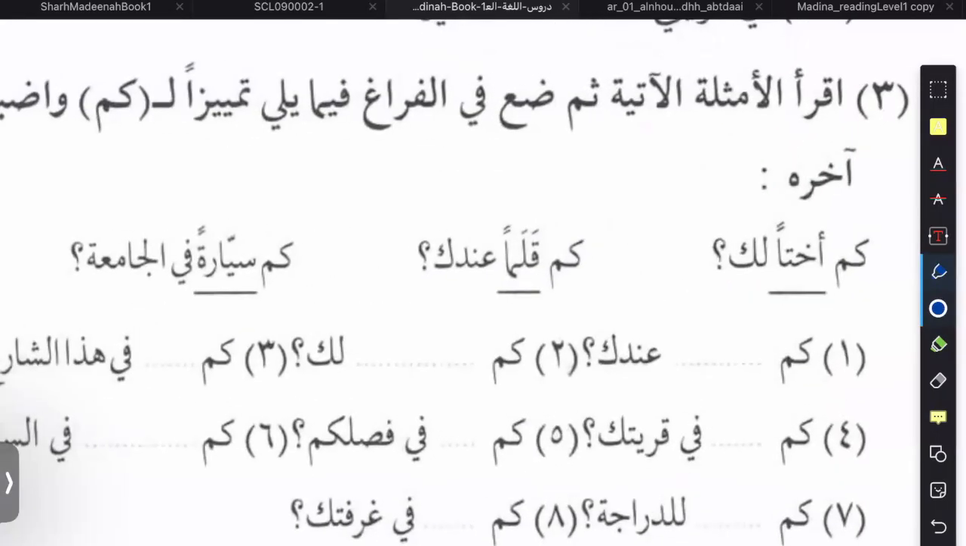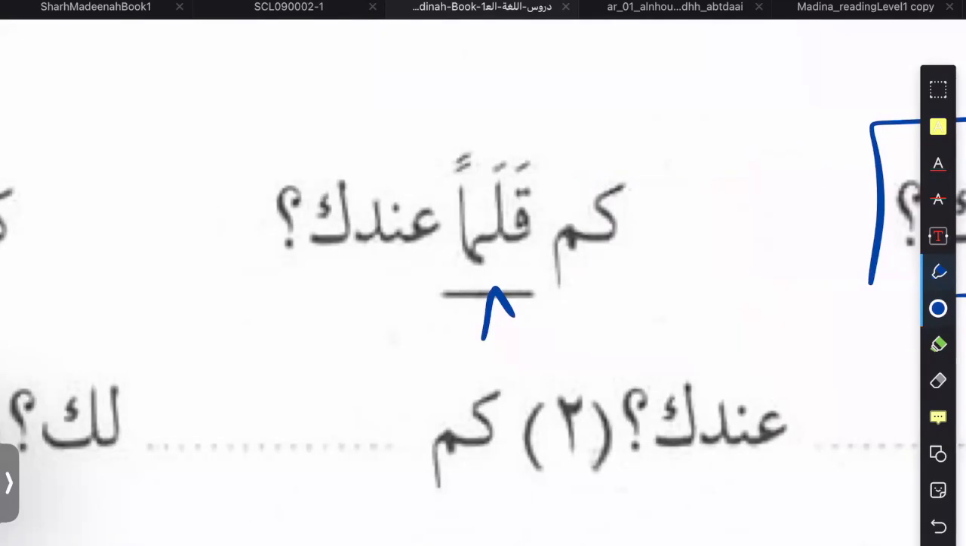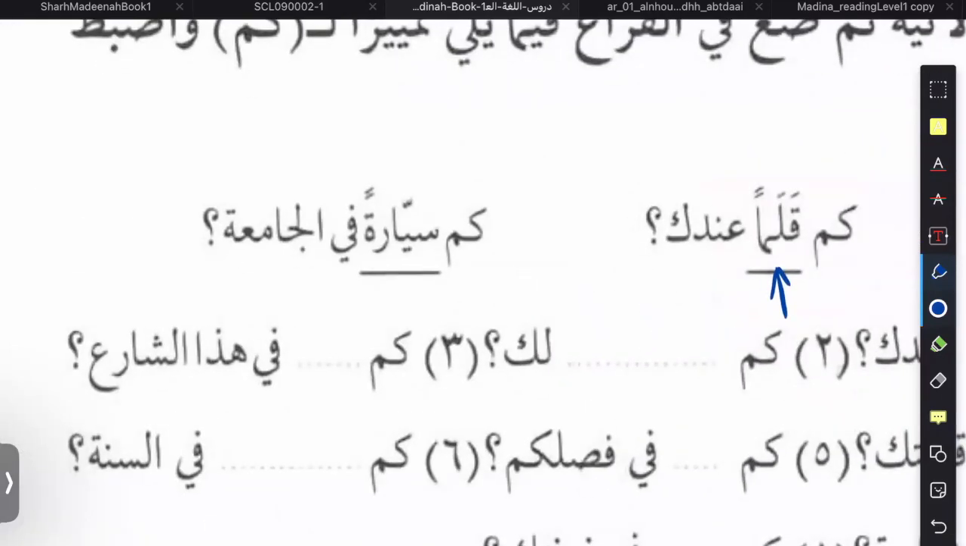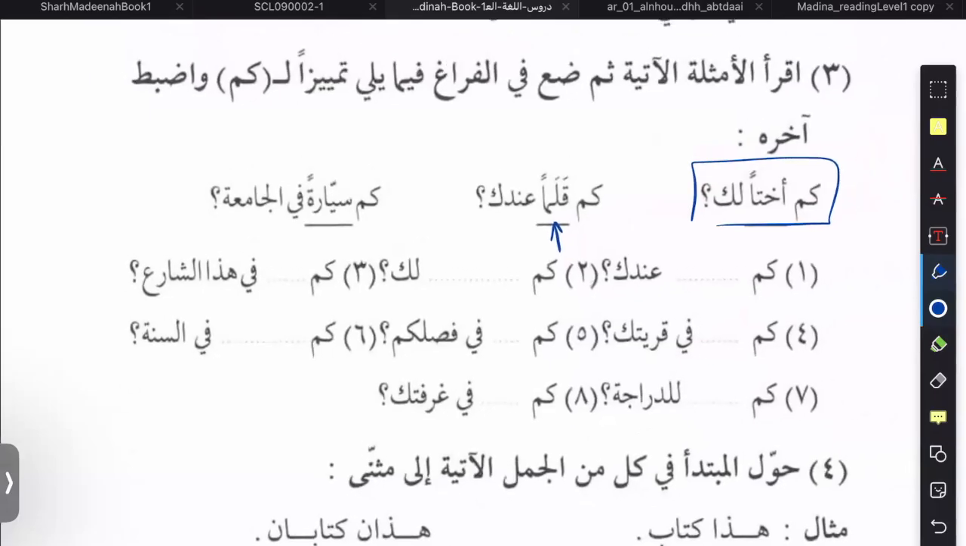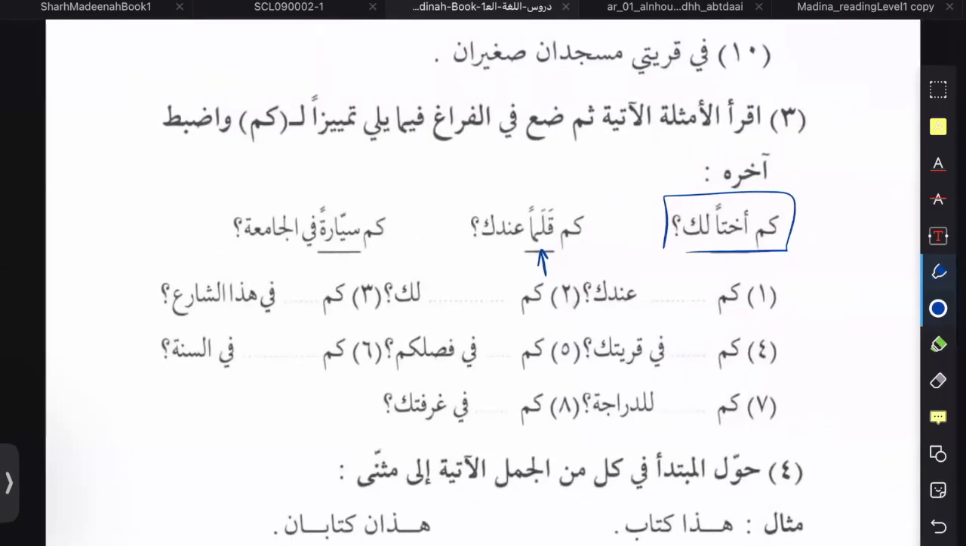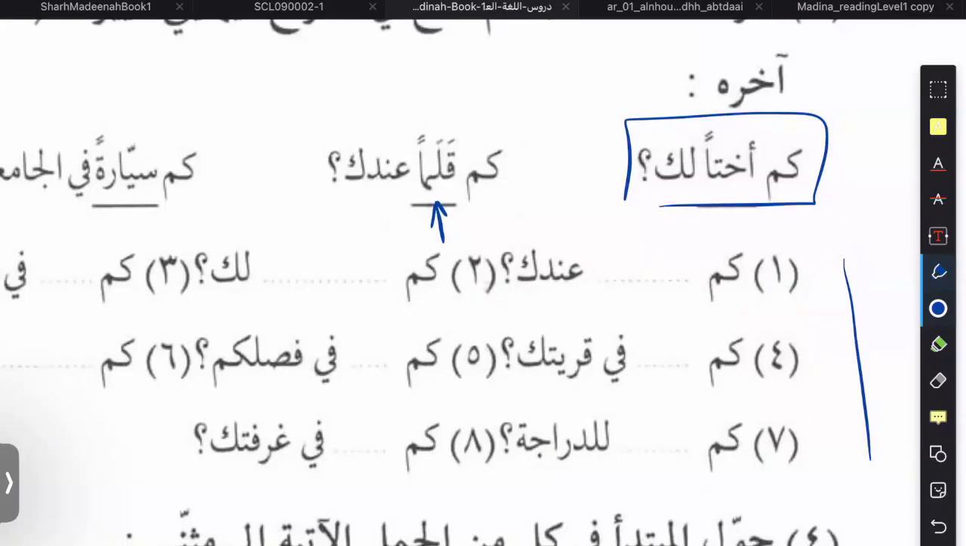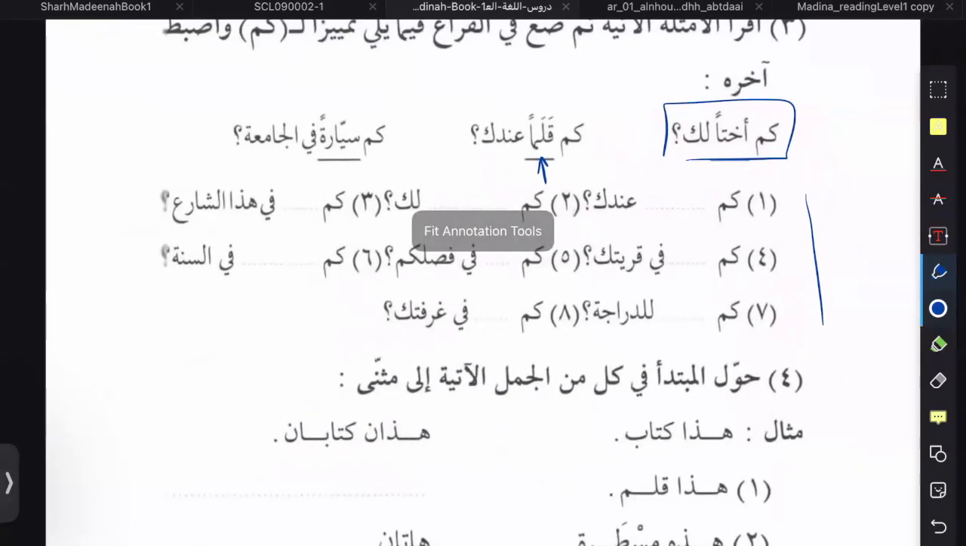And he's clarifying how to ask this type of question. You say kam ukhtan, singular, mansub. Kam qalaman, singular, mansub. Kam sayyaratan, singular, mansub. Yeah? So now you should practice with any word that you know. Kam kitaban indak, kam baytan indak. Okay? So just whatever words that you memorize, use them.